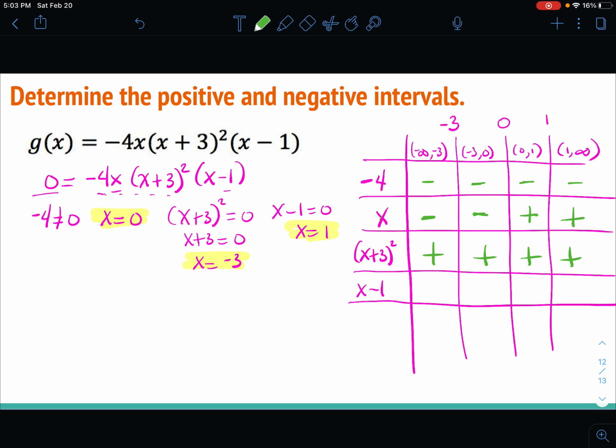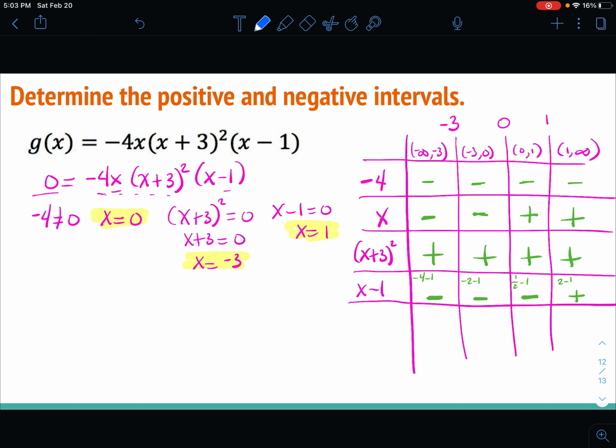Now we have the input take away 1. So let's say I use -4 again. So that's -4 take away 1. That's going to be a negative. Again, I don't care what the value even is. We just want to know at the end, is it positive or negative? Let's say I plug in -2. -2 take away 1 is negative. If I put in 1/2, 1/2 take away 1 is negative. And let's say I plug in 2. 2 take away 1 is positive.